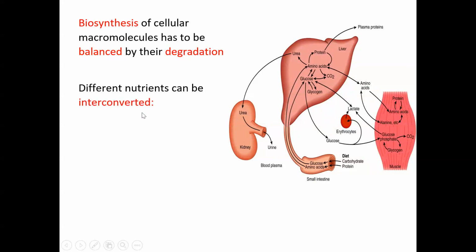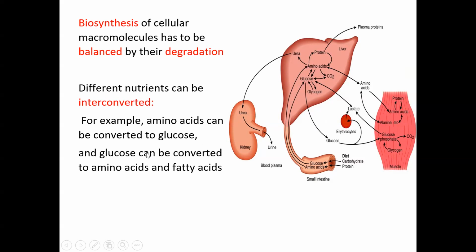And you should also remember another factor, that different nutrients can be interconverted. What do we mean by interconverted? Yes, in other words, I'll give you an example. That's why I put this image here. We can use glucose to make amino acids, and amino acids can be used to make glucose. So we're going from one type of molecule to another. This is what we mean by interconversion of different nutrients.